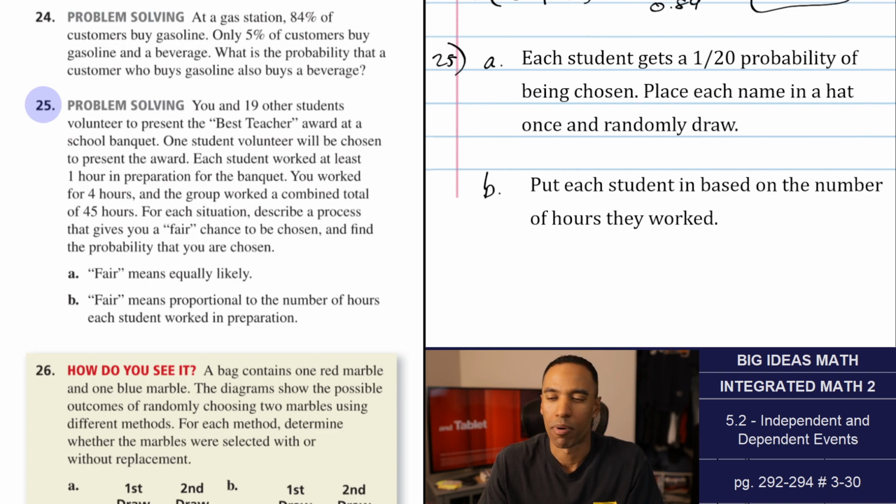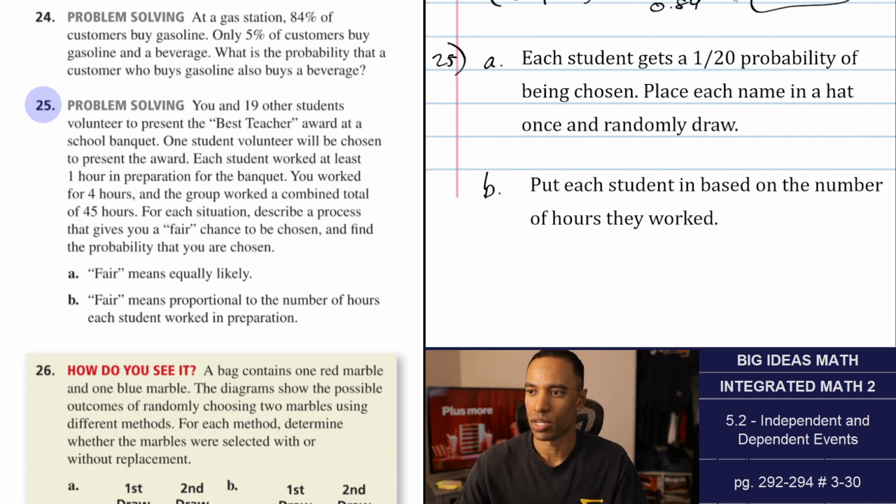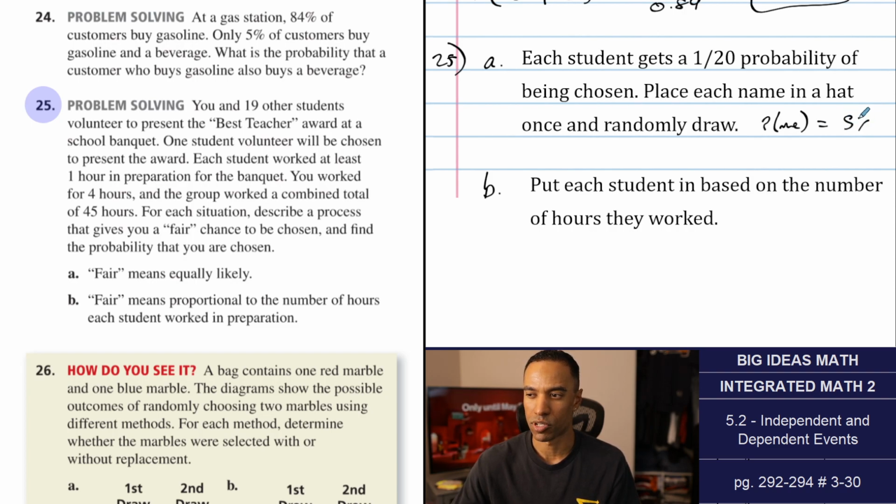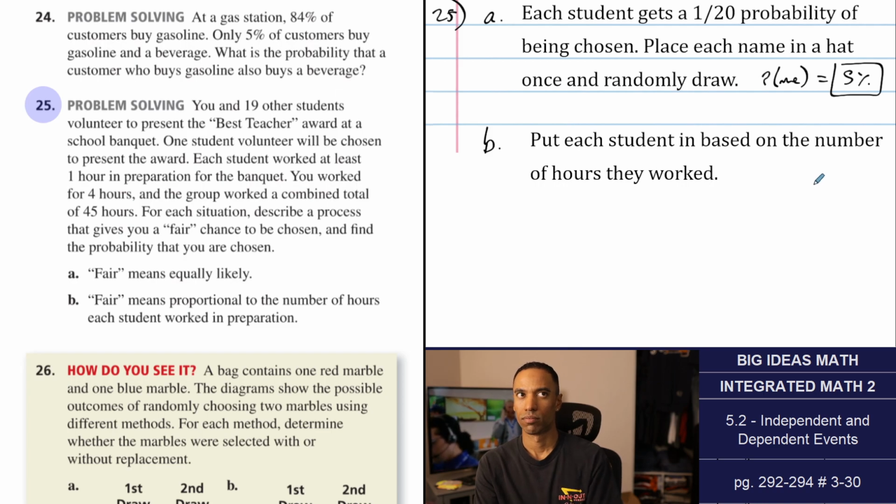Do we have to find the probability you're chosen? I didn't even see that. So probability that you're chosen in each of these situations. So probability of me here is 1 out of 20. That's 5%. Right? 1 out of 20 is 5%.